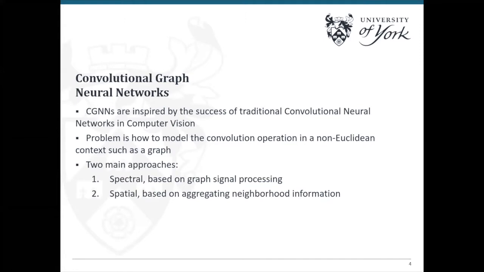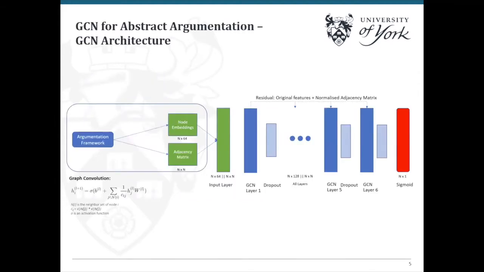There are two main approaches that have appeared. One is the spectral approach, which is based on graph signal processing, so that effectively applies a filter to a matrix-based representation of the graph. And the other approach is spatial, based on a spatial metaphor where you're effectively aggregating neighborhood information from some neighborhood around each node in the network. The method that we're using, the traditional graph convolutional neural network, can actually be interpreted as either.